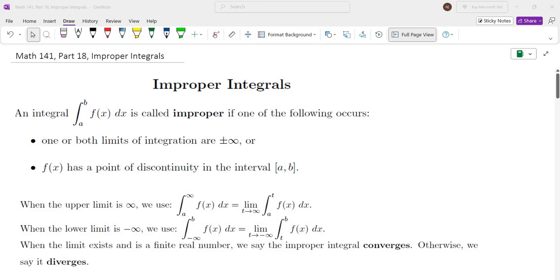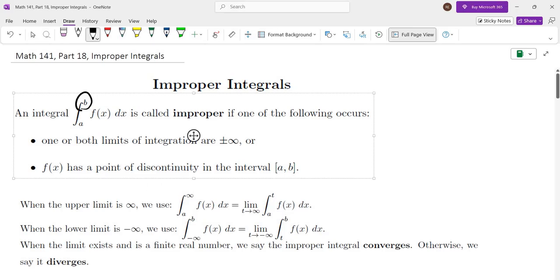In this video, we're going to talk about improper integrals. There are two different kinds of improper integrals. The first kind is when one of the limits of integration or both of them are infinity or negative infinity, and the second one is when the integrand has a discontinuity. So we'll do examples on both of these.